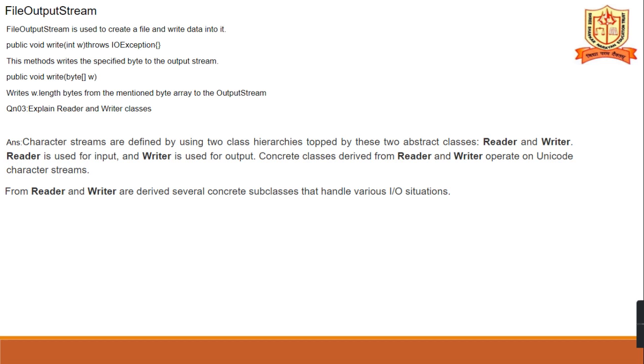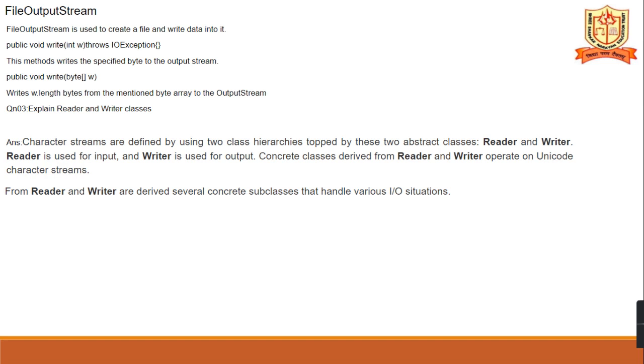Character streams are defined by using two hierarchies topped by two abstract classes: one is Reader and the other is Writer. So the character stream classes contain two classes, Reader and Writer. Reader is used for input and Writer is used for output. Concrete classes derived from Reader and Writer operate on Unicode character streams. From the Reader and Writer are derived several concrete subclasses that can handle various I/O situations. In character streams, there are the two classes.